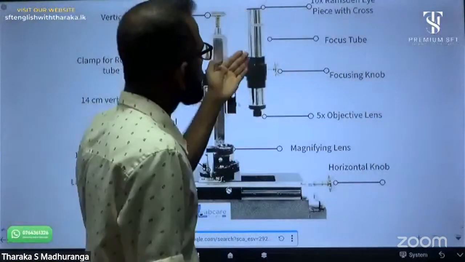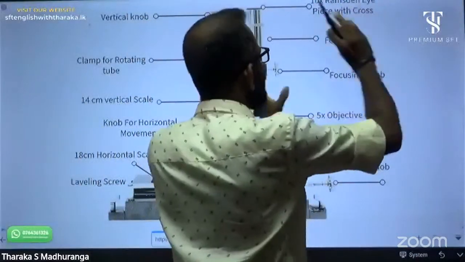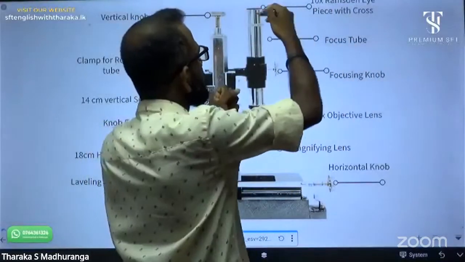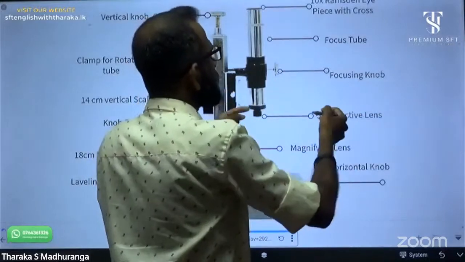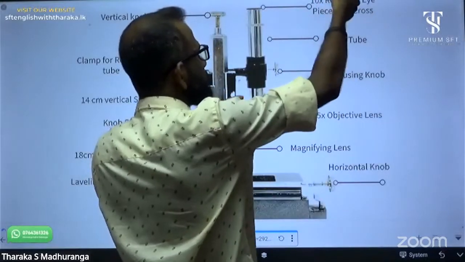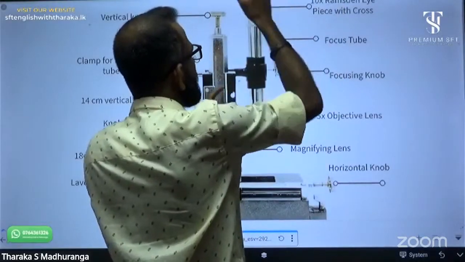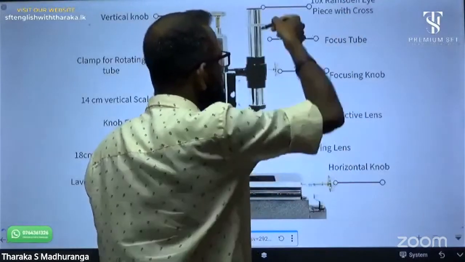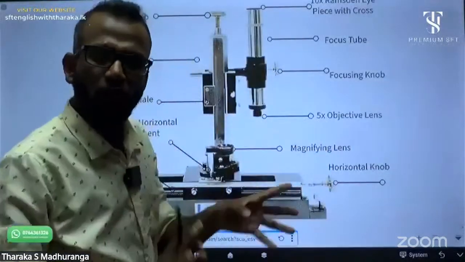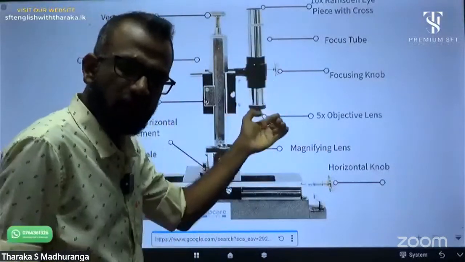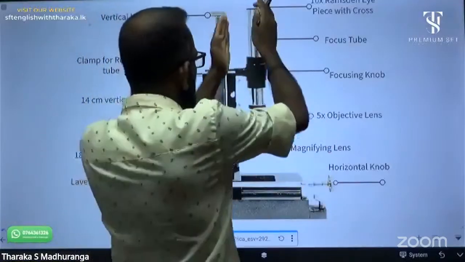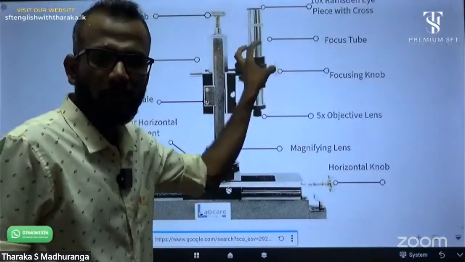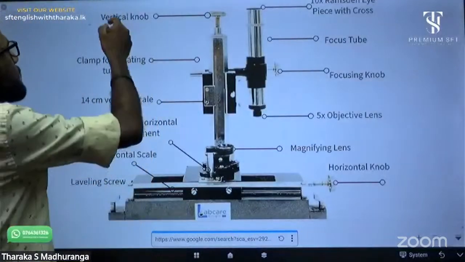This is the microscope. You can see 10x. You don't need to remember all these parts. This is the eyepiece, the eye lens, and this is the objective lens. This is the focus tube and the focusing knob. I will show you the function of each part. Just understand the names of the parts. In total, this whole part is the microscope.